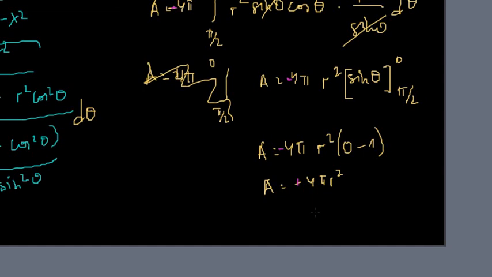So at the end we proved that the surface area of a sphere is equal to 4 pi r squared.